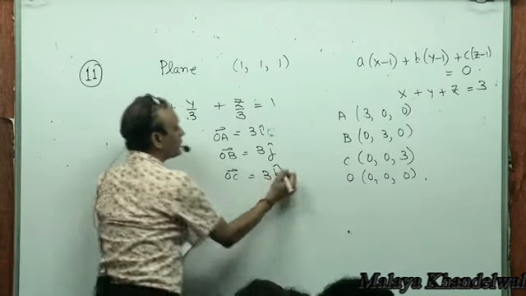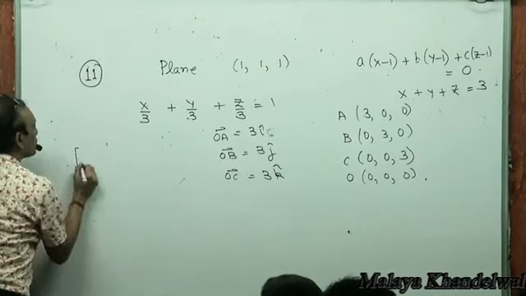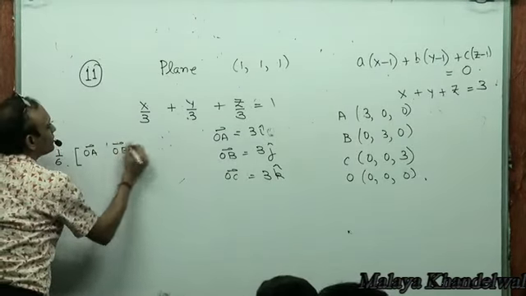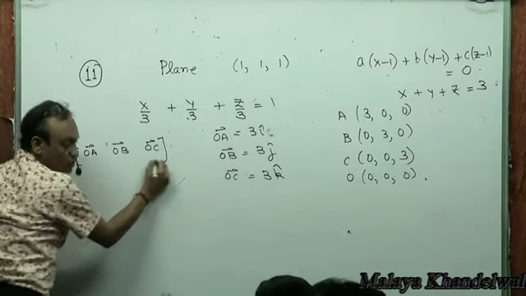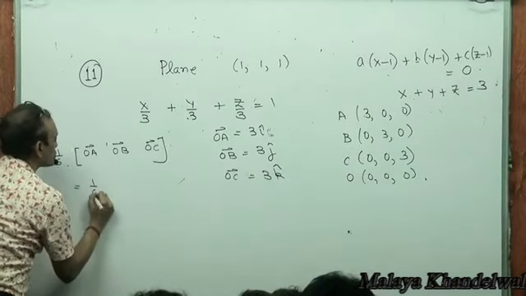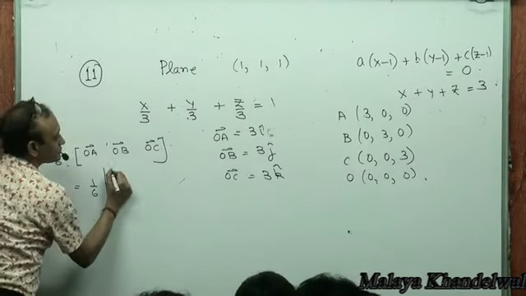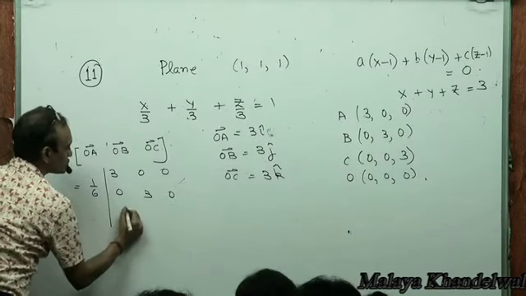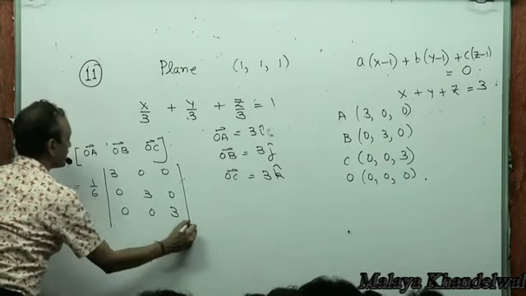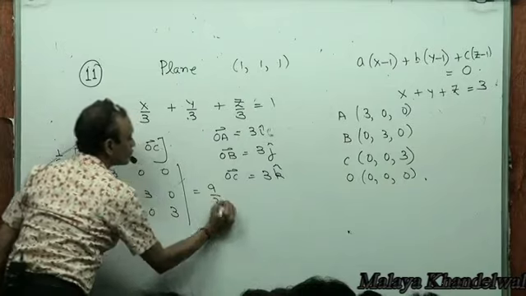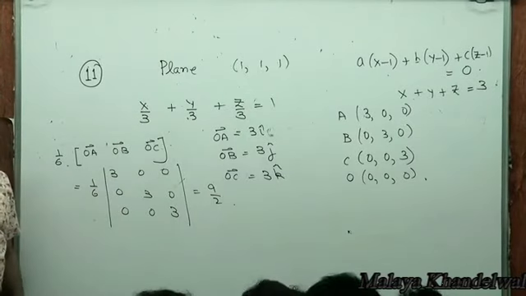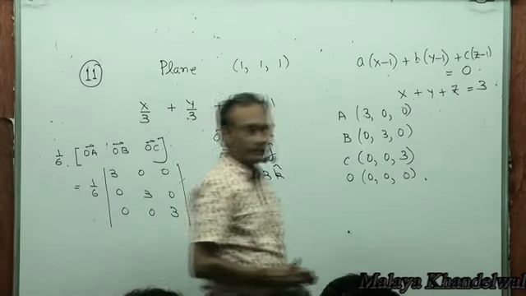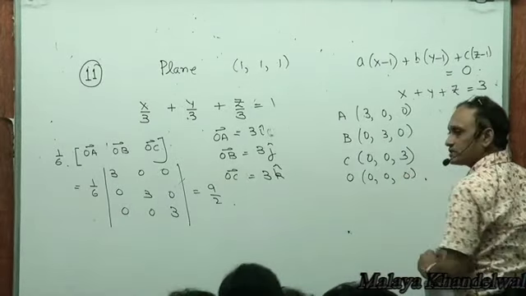What would be the vector OC? 3k cap, right? And the scalar triple product, 1/6 of OA, OB, OC, or its magnitude, will give me the volume of the tetrahedron. Yes or no? Which is 1/6 of this determinant 3, 0, 0, 0, 3, 0, 0, 0, 3, which is 27 by 6, 9 by 2. 9 by 2 is the volume of the tetrahedron. Is that okay or not okay? Sounds fine? Sounds good?